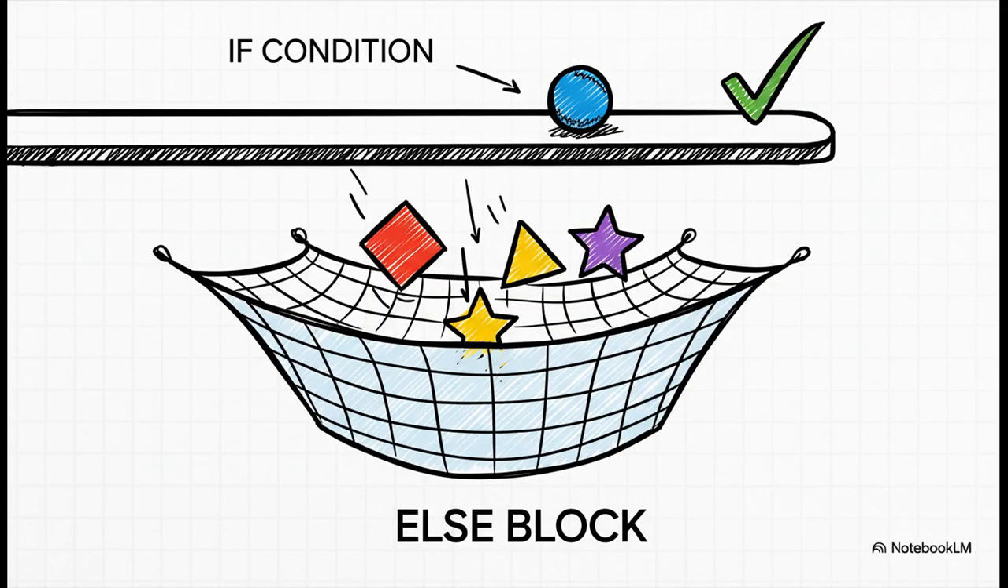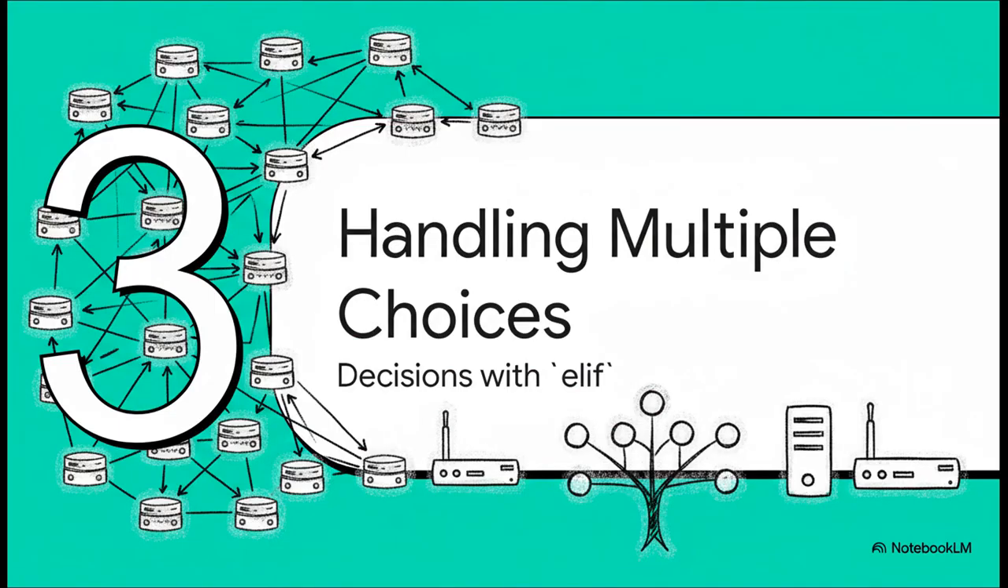And this is the key thing to remember. That else block, that's your safety net. It's your default action, your fallback plan. It's designed to catch every single scenario that doesn't match your if condition, which is absolutely critical for writing robust code. But let's be real, how often is networking a simple yes or no problem?